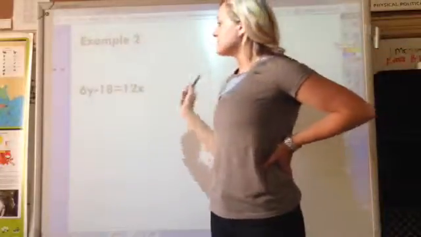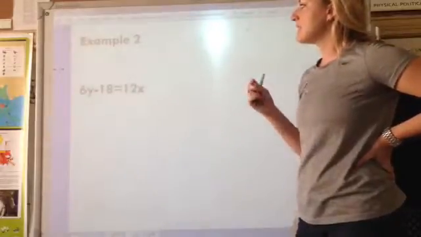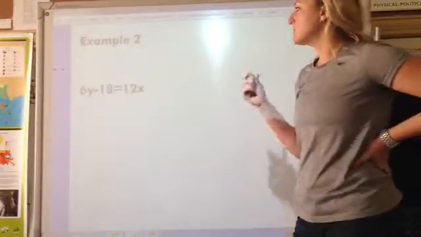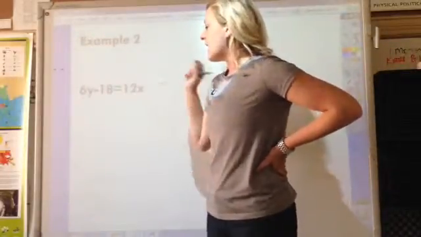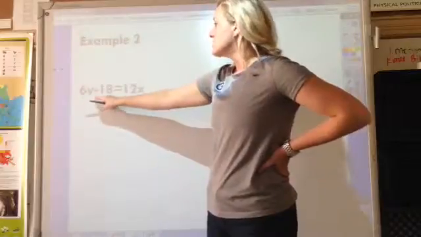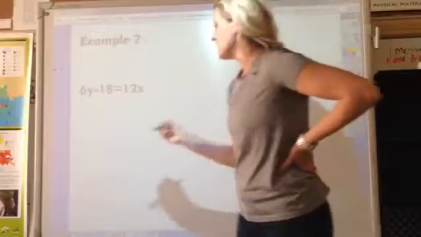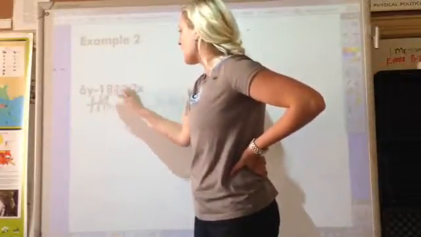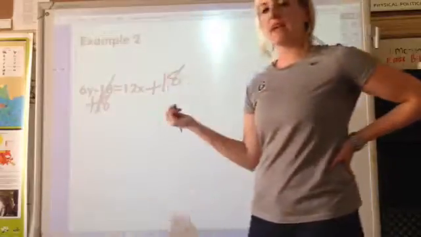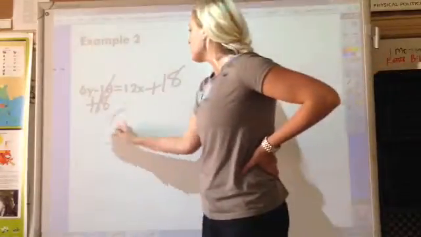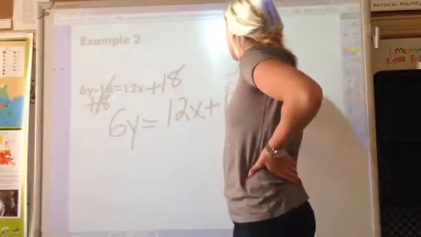All right, go ahead and write example 2, and then 6y minus 18 equals 12x. Again, I see that this is not in proper slope-intercept form, so I know that I'm going to have to move part of this side of the equation to the other side. I need to get y isolated, so I need to get rid of this negative 18. The way I get rid of the negative 18 is I do the inverse operation, and I add 18 to both sides. My 18s will cancel out because negative 18 plus 18 is just 0. I'm left with 6y equals 12x plus 18.